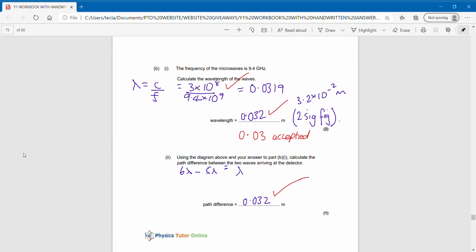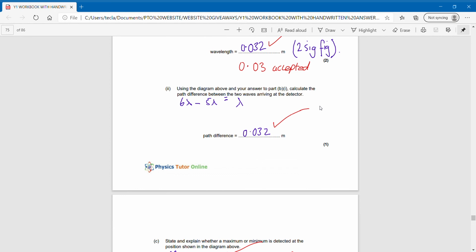B part 1. The frequency of the microwaves is 9.4 GHz. Calculate the wavelength of the waves. So wavelength equals speed of light divided by frequency. 3 times 10 to the power of 8 divided by 9.4 times 10 to the 9. Remember it's giga, which is 10 to the 9. That gives us an answer of 0.0319 or 0.032 meters to 2 sig fig. 0.03 would be accepted, as would 3.2 times 10 to the minus 2. So that's just writing the answer in standard form.